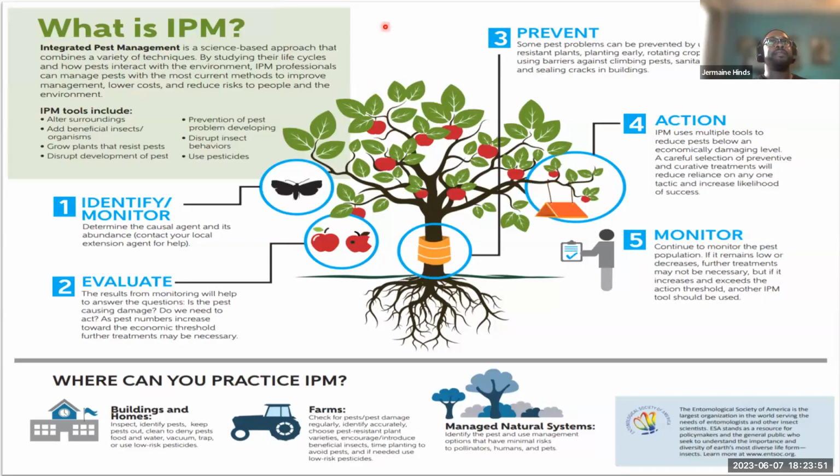And so IPM is a science-based approach that combines a variety of techniques. So by studying life cycles and how pests interact with the environment, IPM professionals can manage pests with the most current methods to improve management, lower costs, and reduce risk to people and the environment. And so again, that identify and monitor phase, evaluation phase. So is this a threat? What are some preventative tactics we can use? What actions are we going to use? And then how can we monitor and evaluate the program in an iterative or cyclical way year after year and improve it each year?